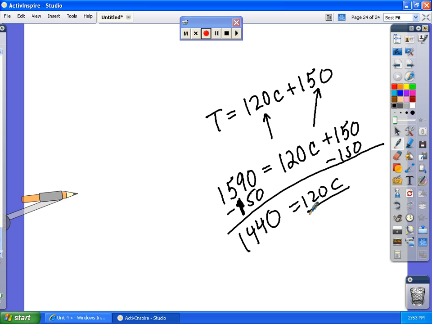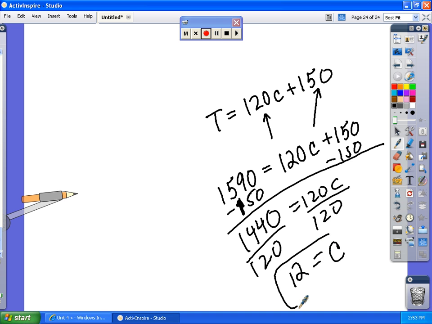And then last, what I'm going to do is divide both sides by 120. 1,440 divided by 120 is 12. So you could take at most 12 credits and it would cost exactly $1,590.